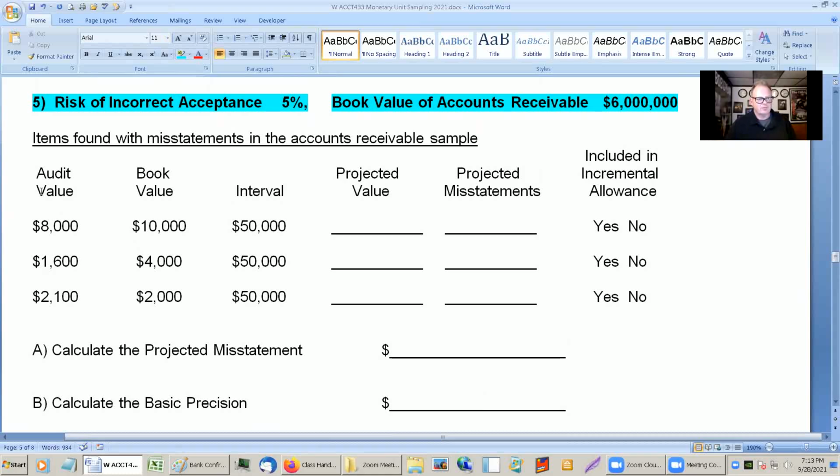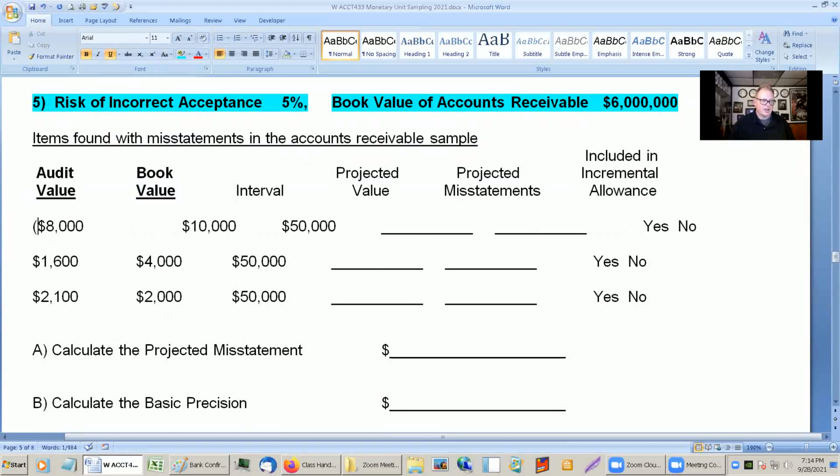So we have our audit value and our book values. And we basically do a ratio. It's basically a ratio estimation. So we say, okay, the audit amount was this, divided by 10,000, times 50,000. So this would be our projected value.